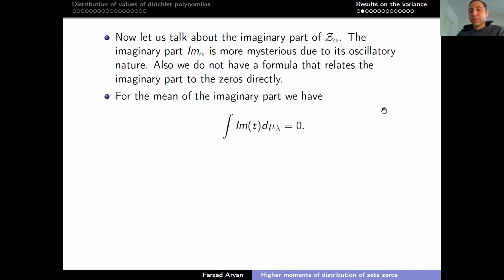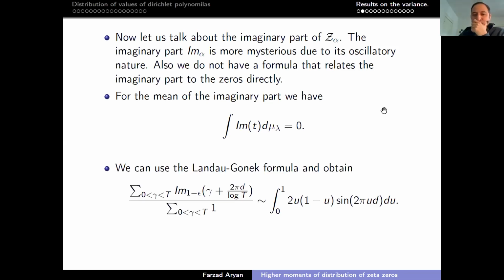So first of all, when I integrate it with respect to damage, I get 0. So if I use the mean to get a bound for variance, it gives me trivial results. It gives me 0. It gives me nothing. If I use the Landau-Gonek formula for an average, the imaginary part on zeros of the Riemann zeta function, this is possible with the Landau-Gonek formula, to find this average on the numerator. So now I want to average the value of the imaginary part on the zeros of the Riemann zeta function, but with a little shift. And this is the shift, 2 pi d divided by log t. Let's go a little bit to the right of it.